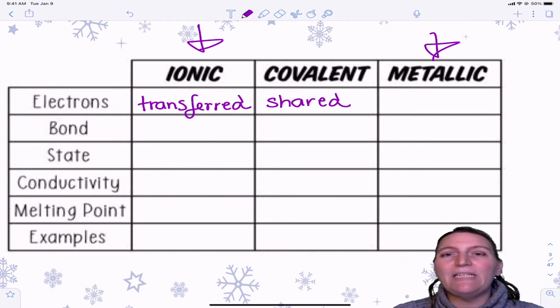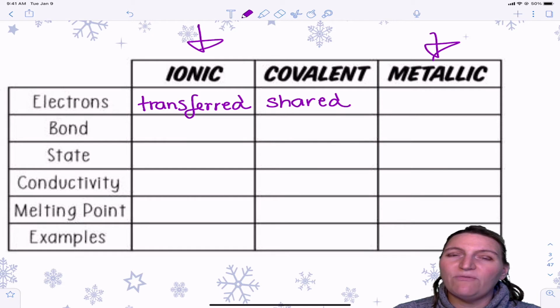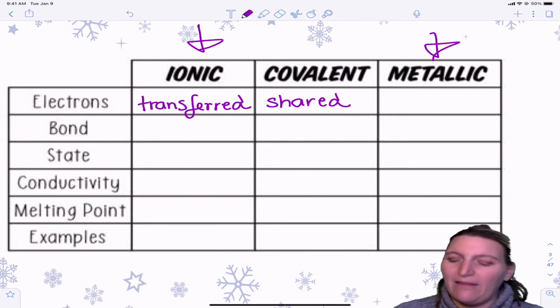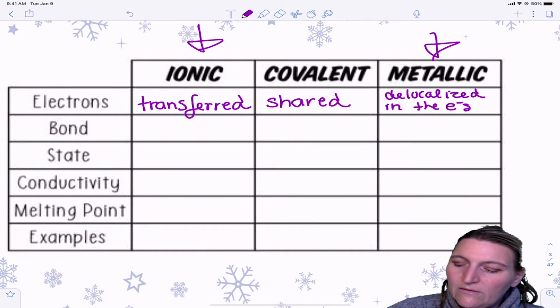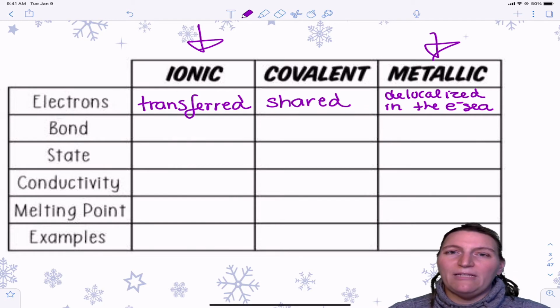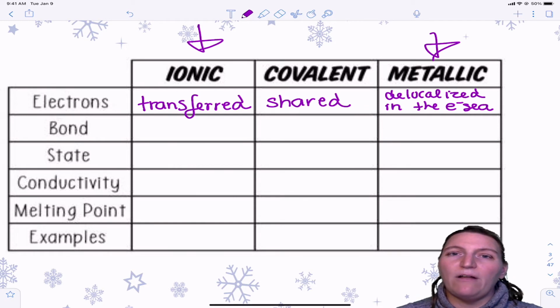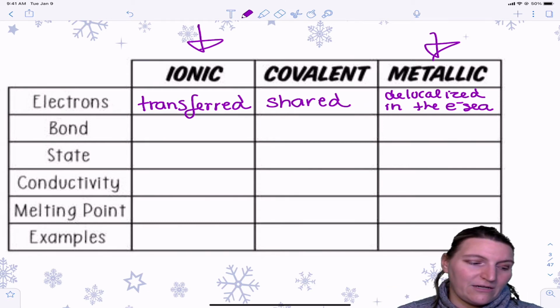In a metallic bond, the electrons do something a little bit different. They are delocalized in what we call an electron sea. All that really means, and we will go into this in a lot more detail later on in the chapter, is that the electrons are able to orbit one metal atom and then jump to another and jump to another and jump to another. And that's how the electrons are organized in a metal.